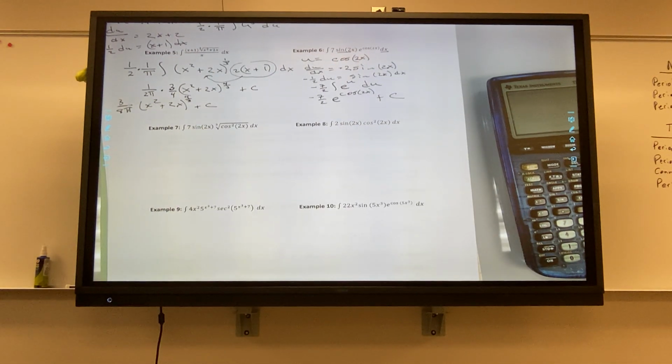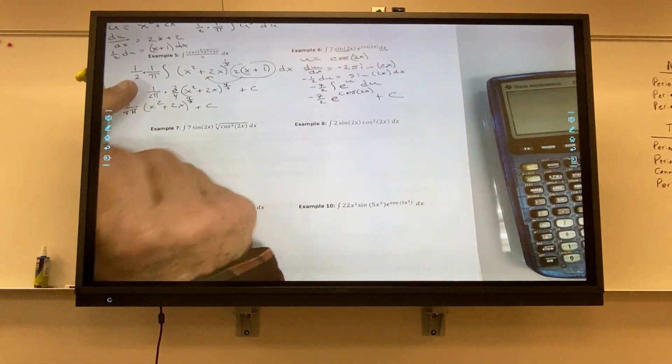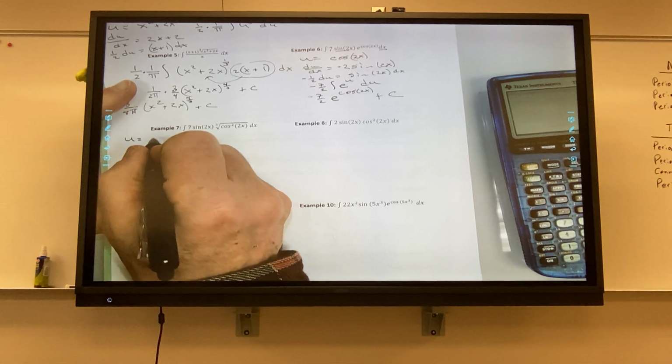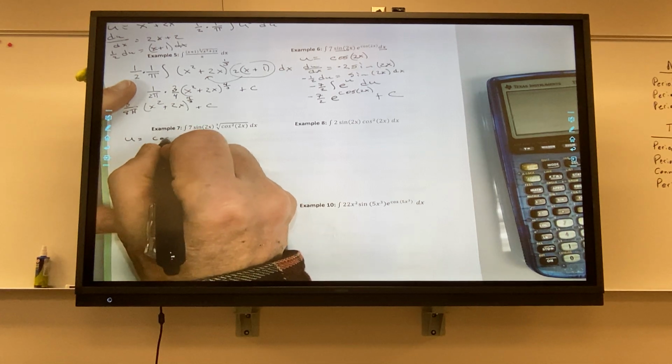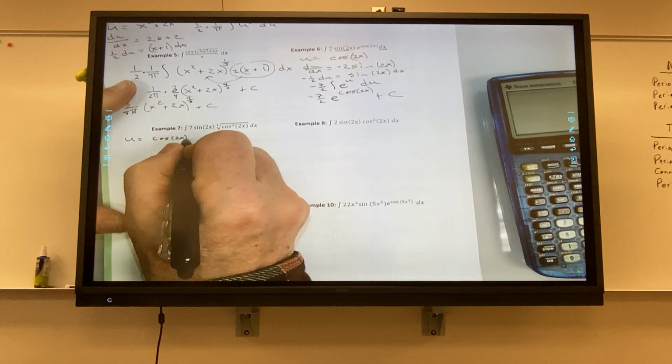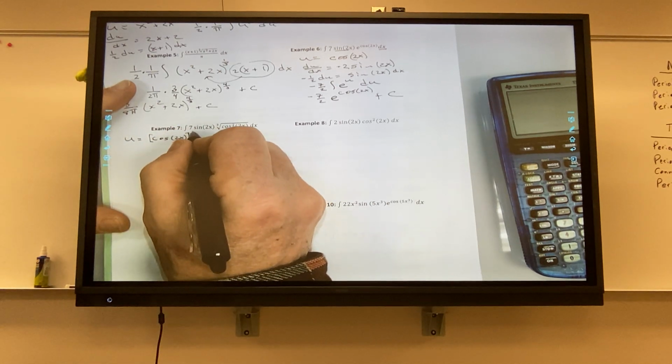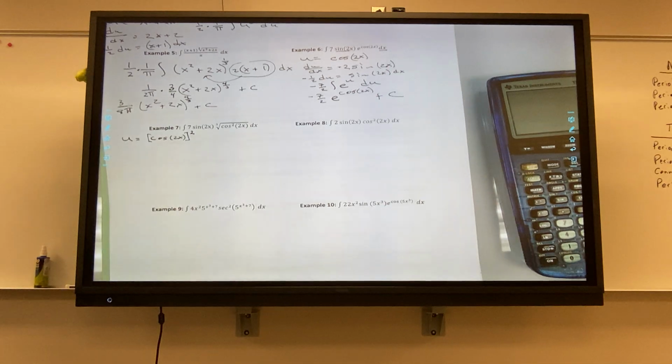Okay, what do you think u is here? Cosine squared 2x. Yeah, cosine squared 2x. So I'm going to write it this way. And the reason I do this is because I always screwed up when I was in calc.